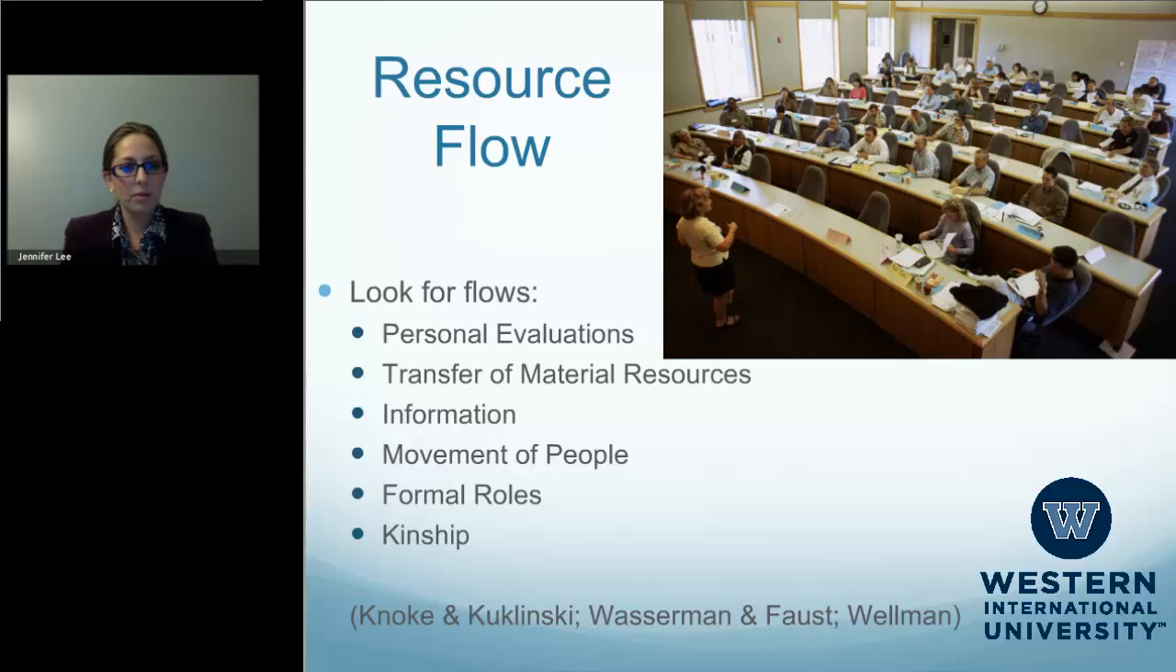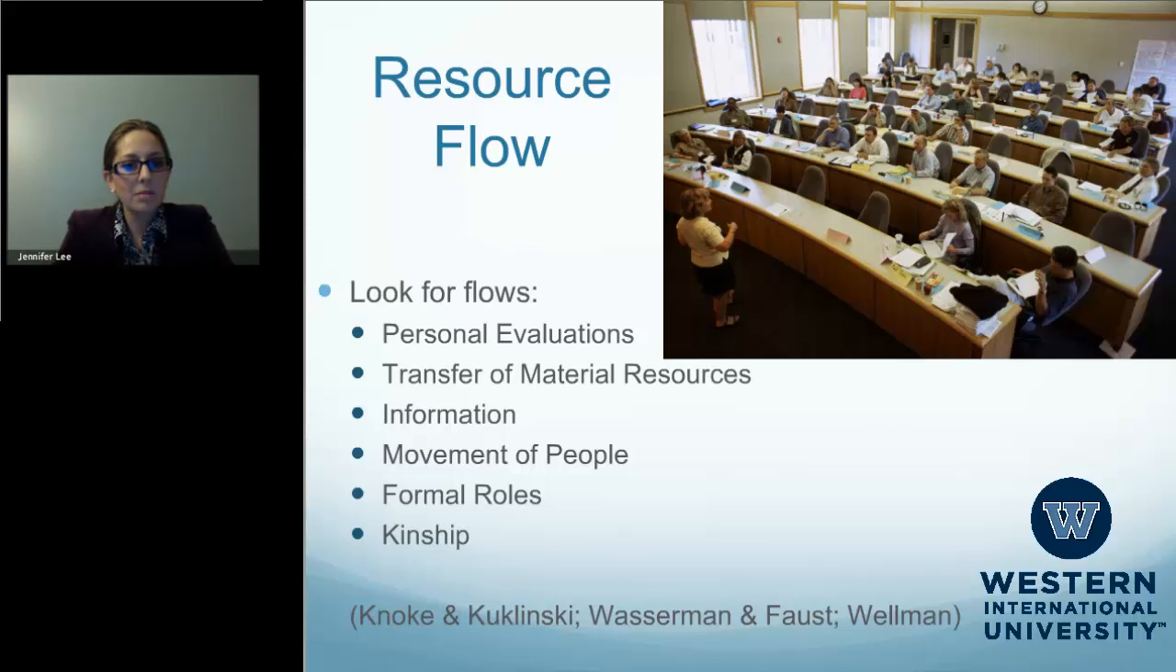So the first type of flow I want to talk about is personal evaluations. This is looking at who likes who, and who is friends with who, and who avoids who, and who dislikes or hates who. So friendship networks or social cliques at church, or even prestige hierarchies within communities, these are all examples of networks that are created by these personal evaluations of others.